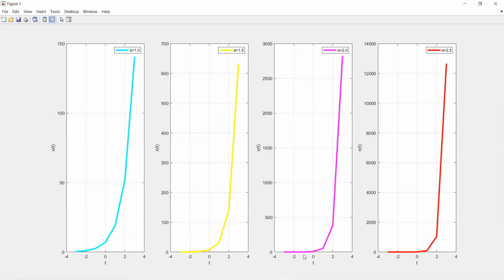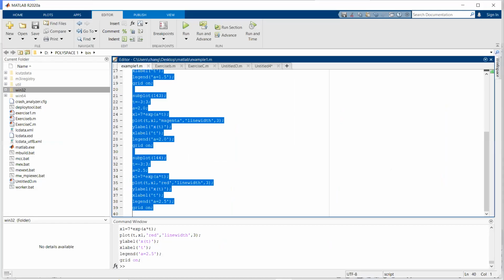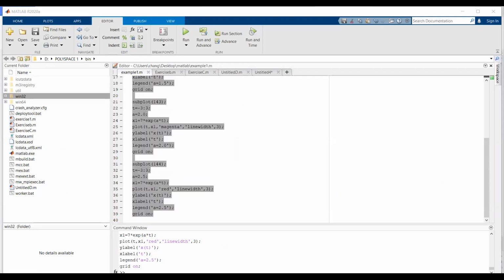We will get a graph like this. The first graph is a equal to 1.0, so we will get this graph. And for x of t, it goes from 0 up to a maximum of 150. For the others, it goes from 0 to 700, 0 to 3000, and 0 to 14,000. So that is the difference that we see between a equal to 1.0 and a equal to 2.5. Okay, so that is for question one.